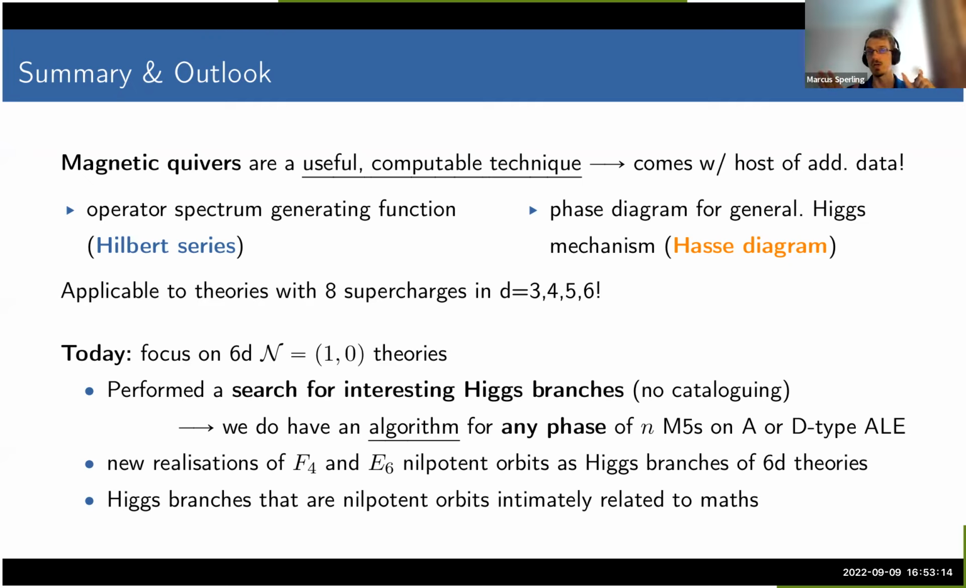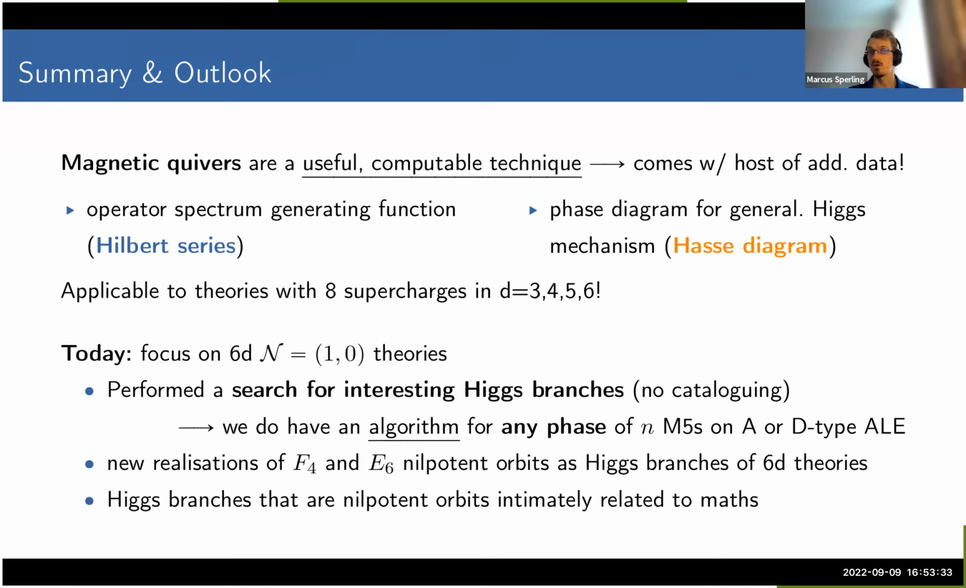And you have two types of information. On the one hand, you have an exact computation of an operator spectrum generating function, which is the Hilbert series. And you can refine this with respect to global symmetries, you can do partial symmetry breaking. It's a very nice and computable tool, and you can compute this exactly in contrast to, like, a superconformal index.